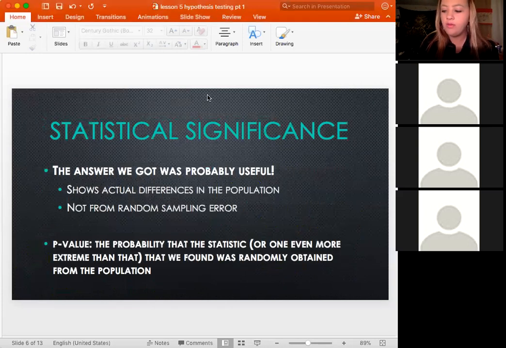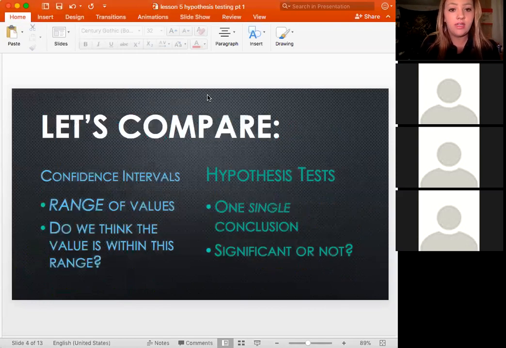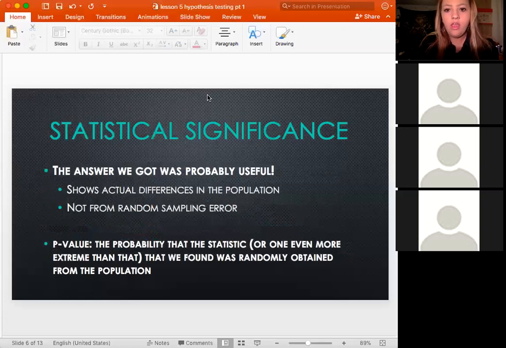Okay. All we talked about so far, just to catch you up, is categorical variables being for proportions, quantitative being for means, and then comparing confidence intervals and hypothesis testing. Our confidence intervals are a range, hypothesis testing is a single conclusion, and then we just talked about writing them. Okay, so for hypothesis testing, yeah, not a problem.